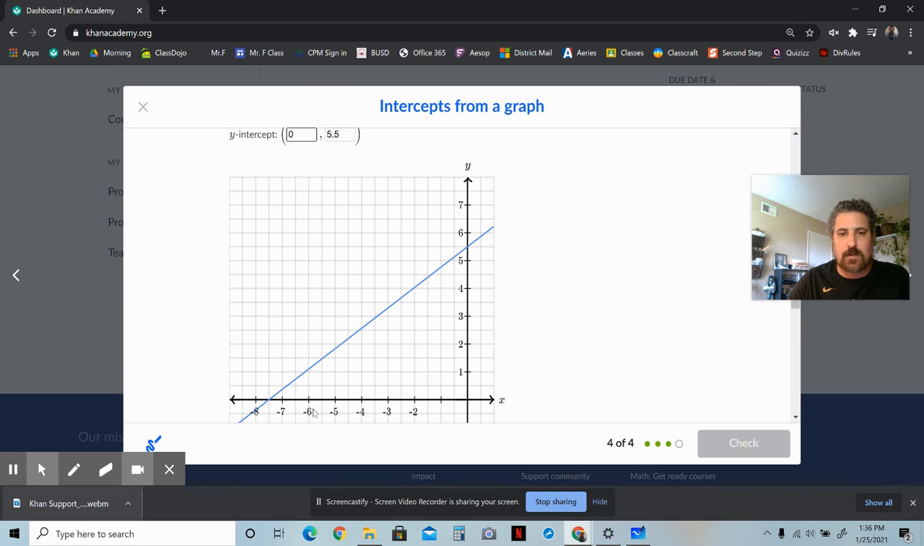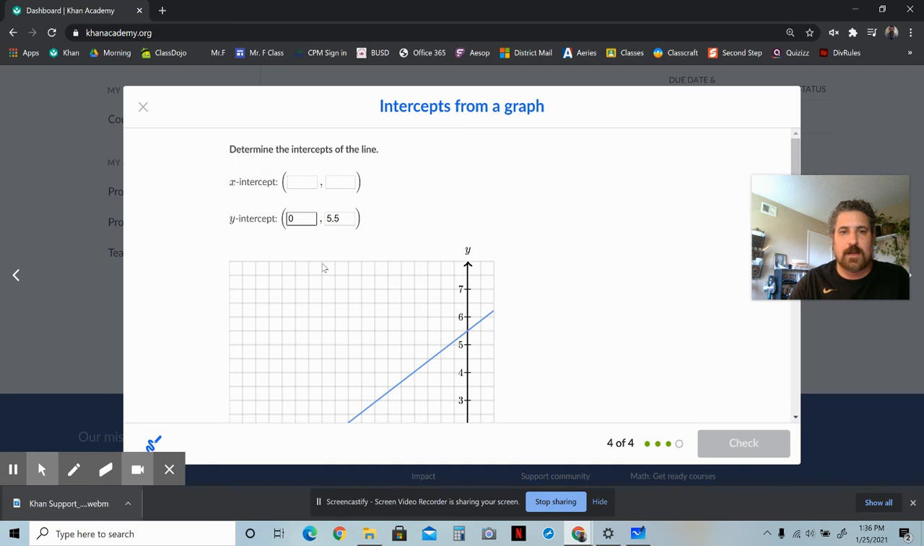And for the x-intercept, where does it cross the x-axis? It's halfway between negative 7 and negative 8, so that's going to be negative 7.5. Counting by negative 0.5 here: negative 0.5, negative 1, negative 1.5, negative 2, and so on. So this is going to be negative 7.5, halfway between negative 7 and negative 8, for the x-intercept when y is 0.